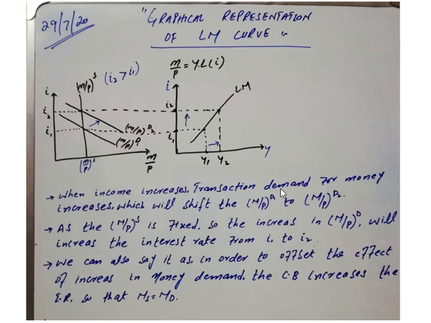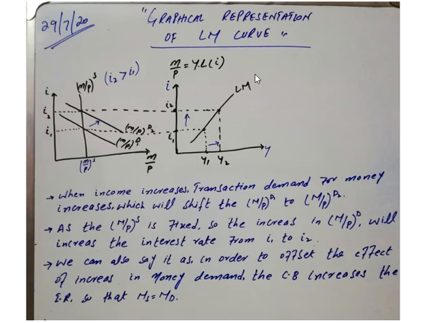When income increases, the transaction demand for money increases, which will shift the money demand curve M over P D1 to M over P D2. So when income increases, the money demand curve shifts from D1 to D2, because now people will hold more money for transaction motives. This shifts the money demand curve upward, and this is the new equilibrium. As there is no change in money supply, the increase in money demand will increase the interest rate.